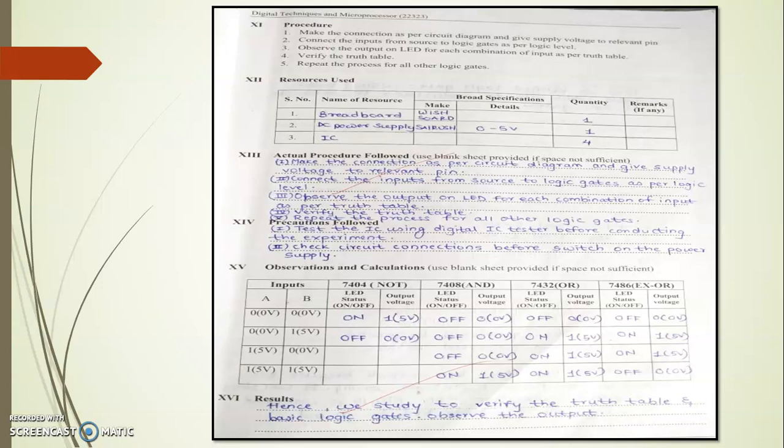For the 7432 OR gate you have to do the addition. For the addition, the LED status is: for 0 plus 0, the LED will be off; for 0 plus 1, the LED will be on; for 1 plus 0, the LED will be on; and for 1 plus 1, the LED will be on. For the XOR gate, 0 plus 0 the LED will be off, 0 plus 1 the LED will be on, 1 plus 0 the LED will be on, and 1 plus 1 the LED will be off. You can see which combinations turn the LED on and off in the observation and calculation.